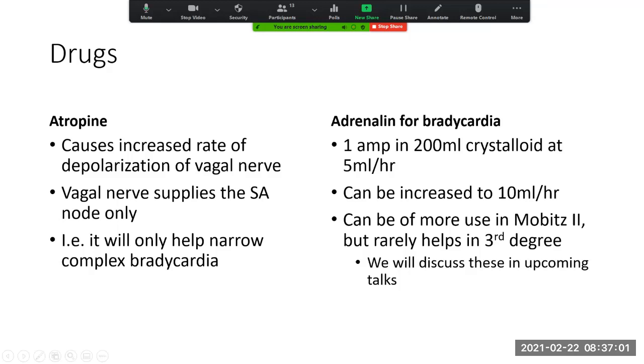And we can increase this slowly up to 10 mils per hour, all right? Now, this we'll get to later on. And right now, I know some of you may look at this and wonder what the heck is Mobitz type 2 and Mobitz type 3. We'll discuss these in upcoming talks. This is something to review, okay?